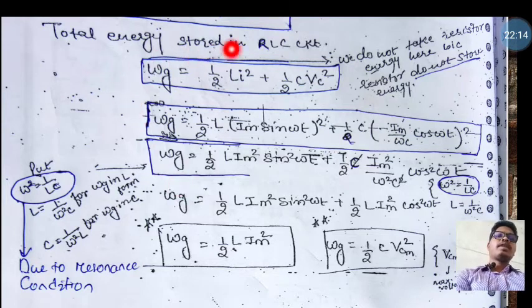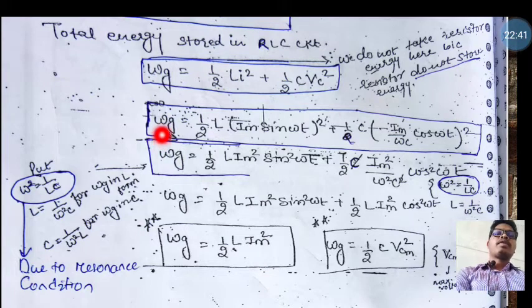Okay, so the total energy stored in the RLC circuit, that is W, is equal to half L i square, that is the inductor energy stored, and this is the capacitor energy stored, that is half C Vc square. So we do not take resistance energy, because the resistor does not store energy, resistance only dissipates the energy. Okay, so that's why we cannot add it here.